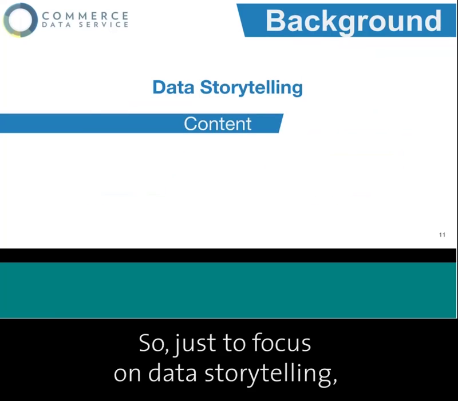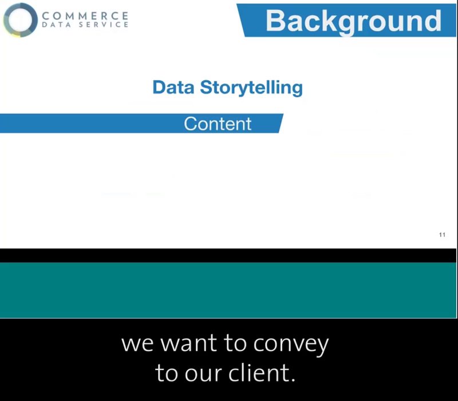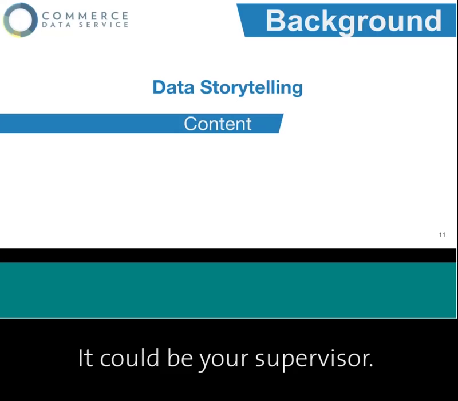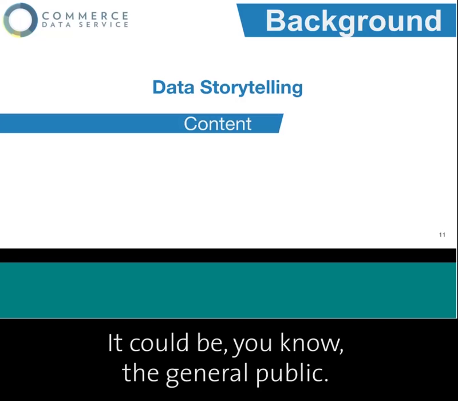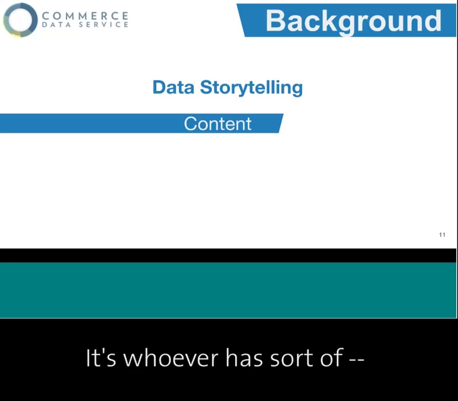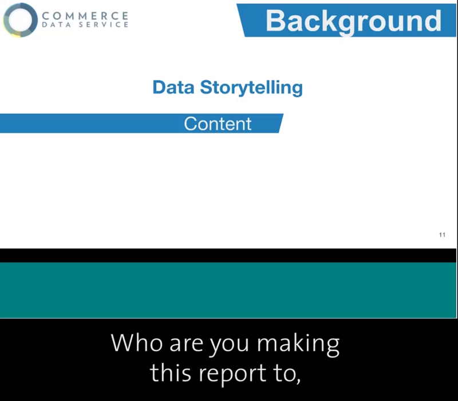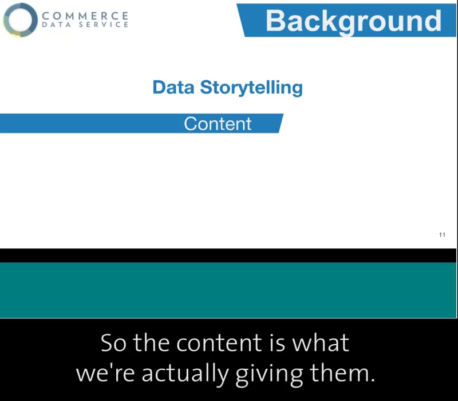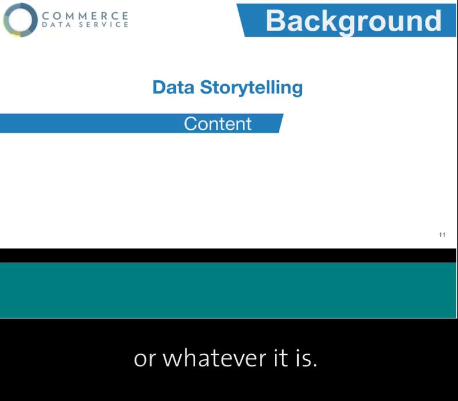So just to focus on data storytelling, we break it into 3 buckets. The first is content: what is the content we want to convey to our client. And when I say client, it's very general. It can be your supervisor. It can be an actual client that's contracted you. It could be the general public. It could be the secretary. It's whoever is the last person you are making this report to, who you are making this final conclusion or all this analysis for. That's the client. So the content is what we're actually giving them: the action, the policy, or whatever it is.